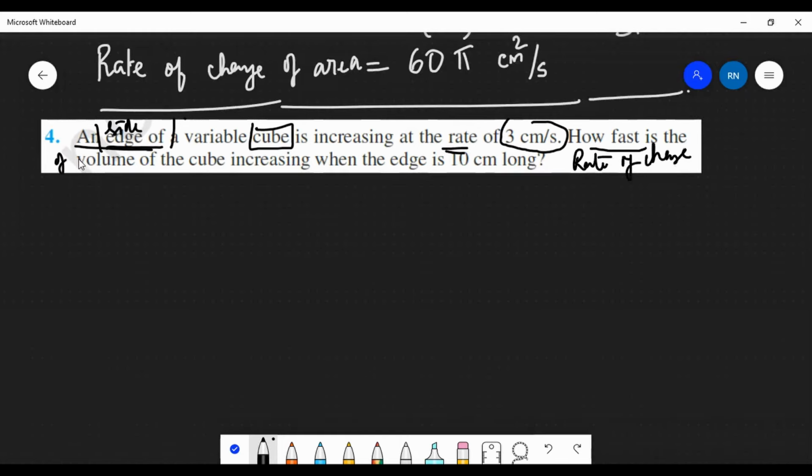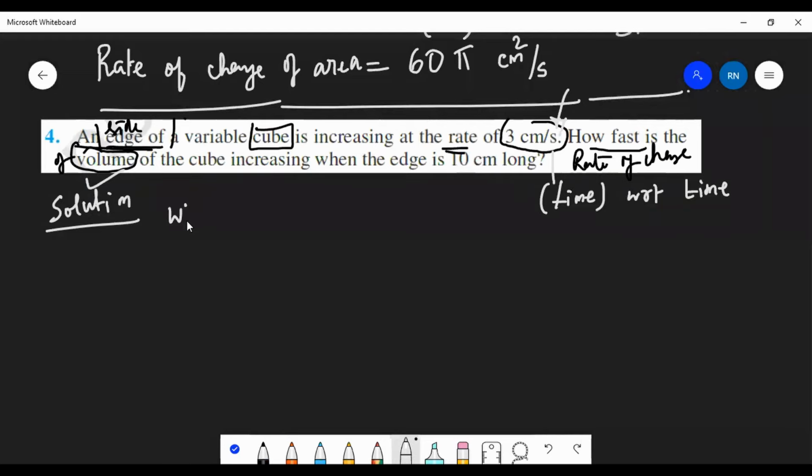of volume. But with respect to what? Did you analyze with respect to what? They have not mentioned. There is a per second time factor, no? So you should understand you have to find the rate of change of volume with respect to time. So get ready, write the solution. What do we know? The volume of cube formula.